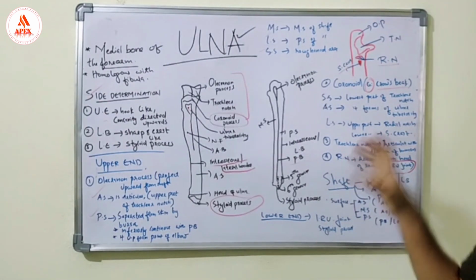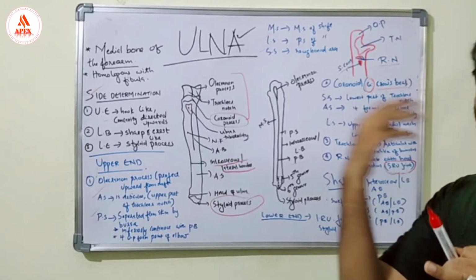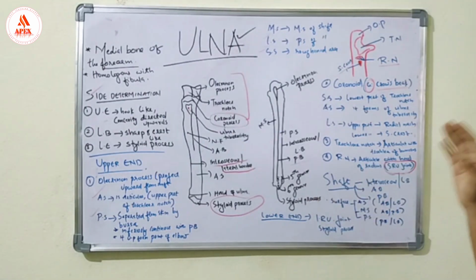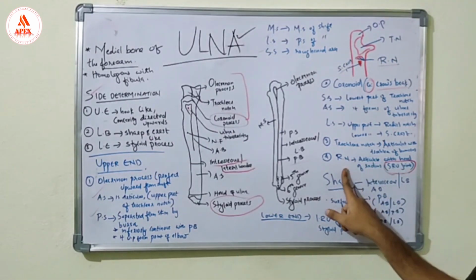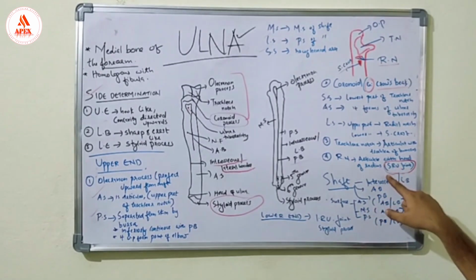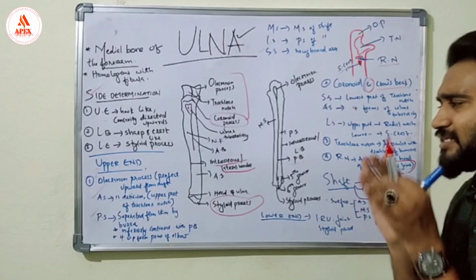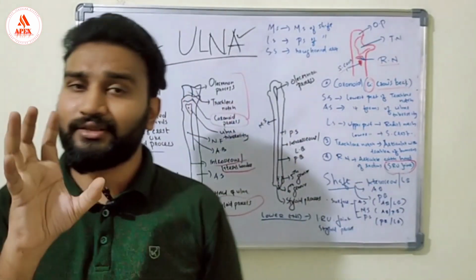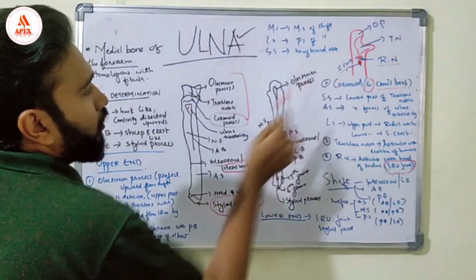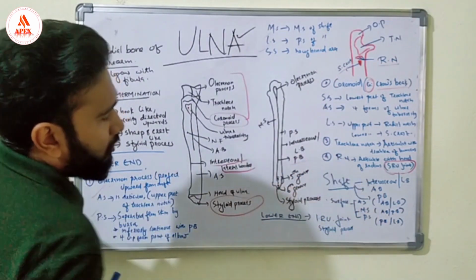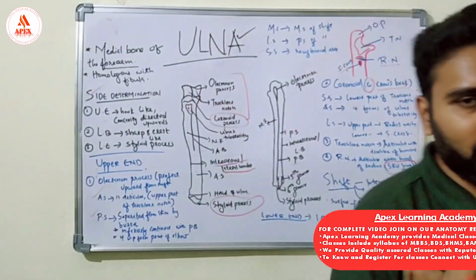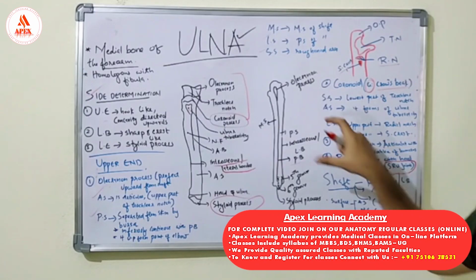Radial notch: in the upper end we know that there is the superior radioulnar joint, and in the lower end we have the inferior radioulnar joint. The superior radioulnar joint is formed because of the radial notch. That is, it articulates with the head of the radius, forming the superior radioulnar joint. So this is an important point that we want to understand from the upper end. First is the olecranon process, second the coronoid process, third the trochlear notch, and fourth the radial notch. These four important points we want to know. Okay, it's completed. Then we are moving to the shaft region.